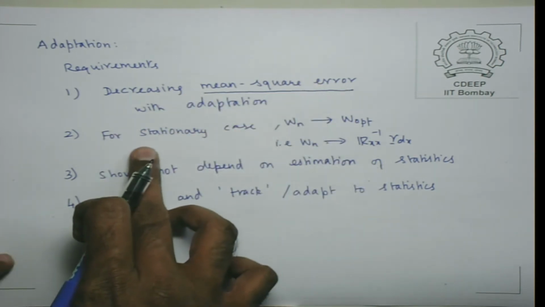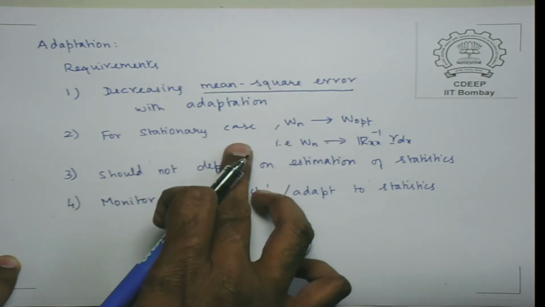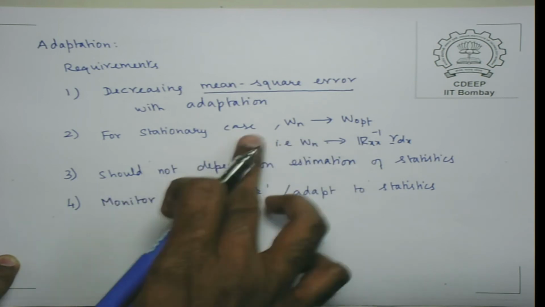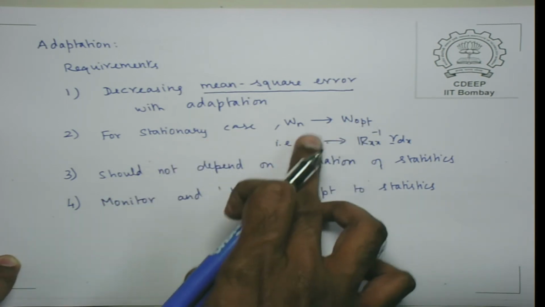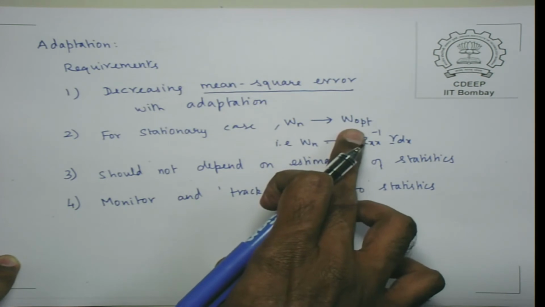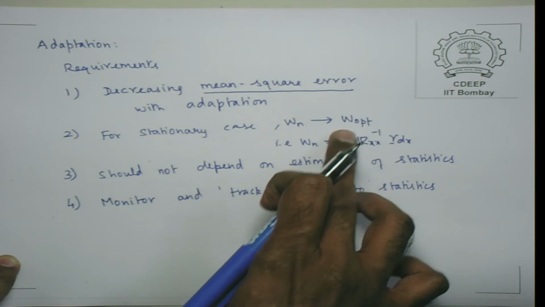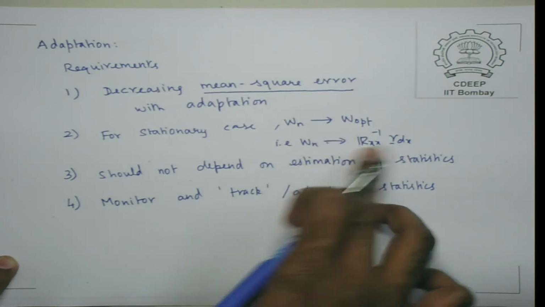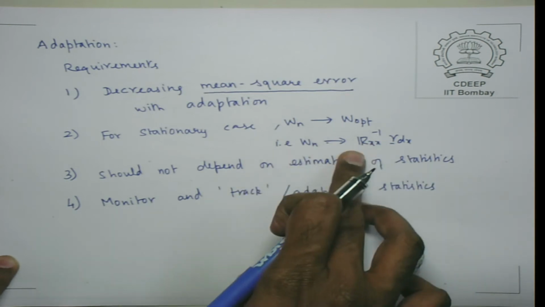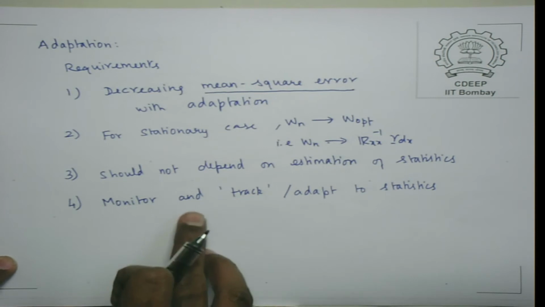If the signal happens to be a stationary signal and the system is still time varying, then we should be able to say that with adaptation and with n going to infinity, we should reach this optimal filter, which we can recall is RXX inverse times RDX, right. This is just a simple cross check to make sure that the adaptation works well, right.